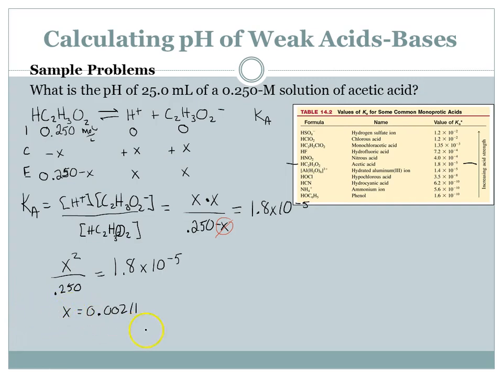Now, what is the other thing that x means? What did this give me? Well, if we come back up here to my ICE box, x is my concentration of hydrogen ions. There is what x means. x is my concentration of hydrogen ions.